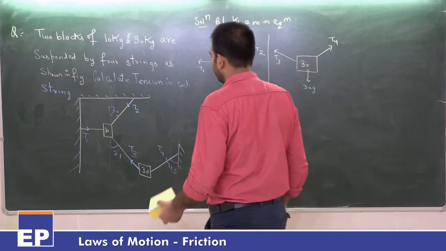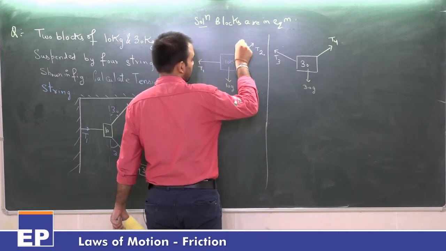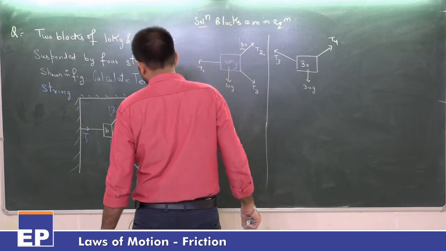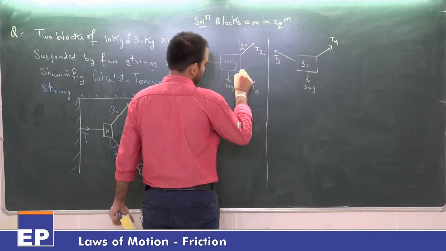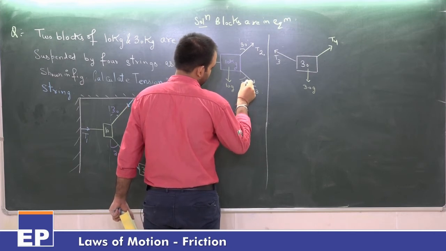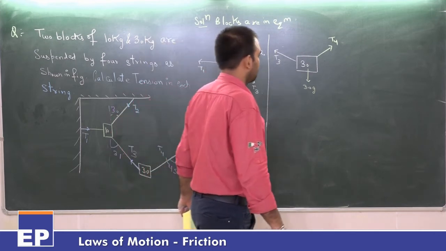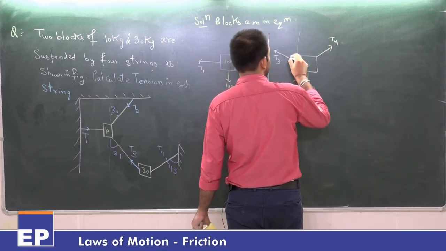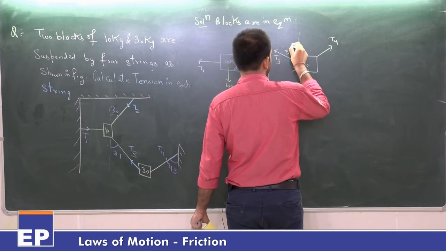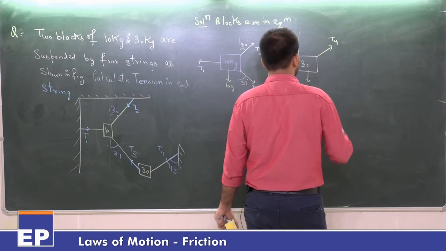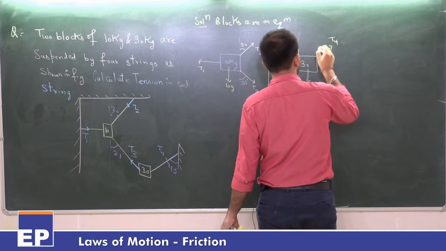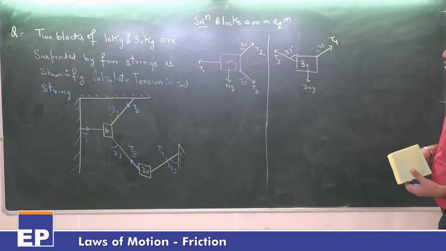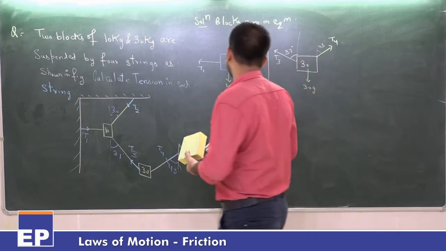Now this is T1, this angle is 30 degrees. This is T3 and this angle is 37 degrees. Similarly, if this angle is 37, then this angle is also 37. This is 45, this is also 45. देखो क्लियर है सबको. अब देखो इसके क्या क्या कंपोनेंट्स हैं.